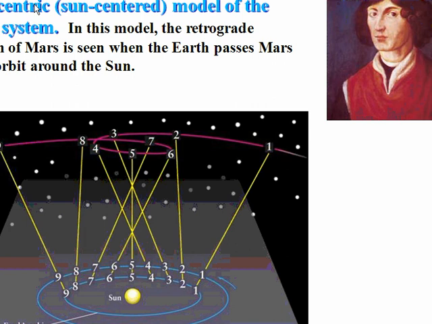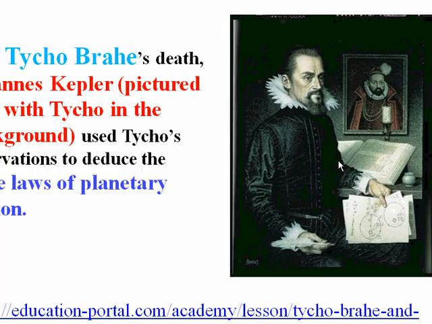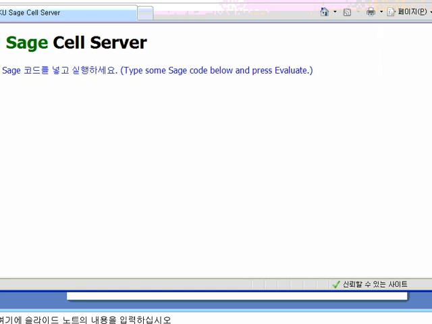Copernicus developed the first sun-centered model of the solar system. Tycho Brahe was a scientist who observed the behaviors of celestial stars, and he left a lot of data on it. Kepler was his student. After Brahe's death, Kepler used Tycho's observations to deduce the three laws of planetary motion. Actually, those can be found in here.